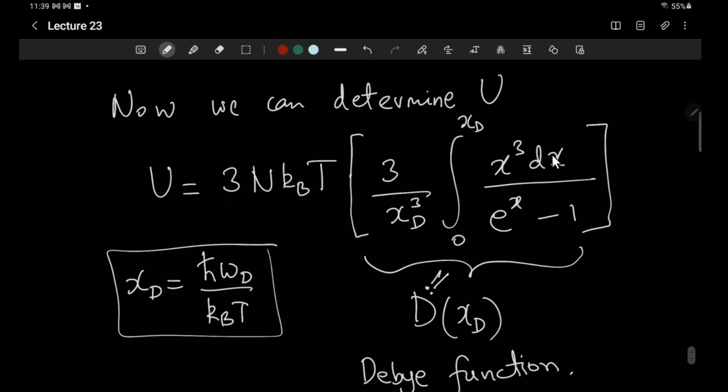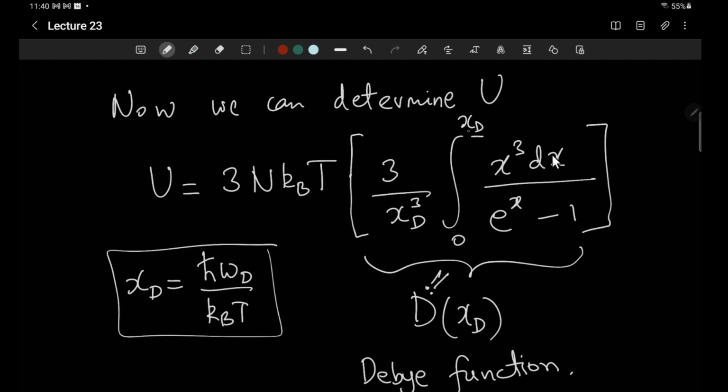So this is an indefinite integral. I mean, we have to do an integral only up to x_D. This is where x_D dependence comes in. And of course, why have we put these factors? The reason is that there are some properties that we will work out of D of x_D. In particular, this 3 by x_D cubed is put there so that we get 1 at large, high temperatures, which is for small x_D. And that's very easy to see.